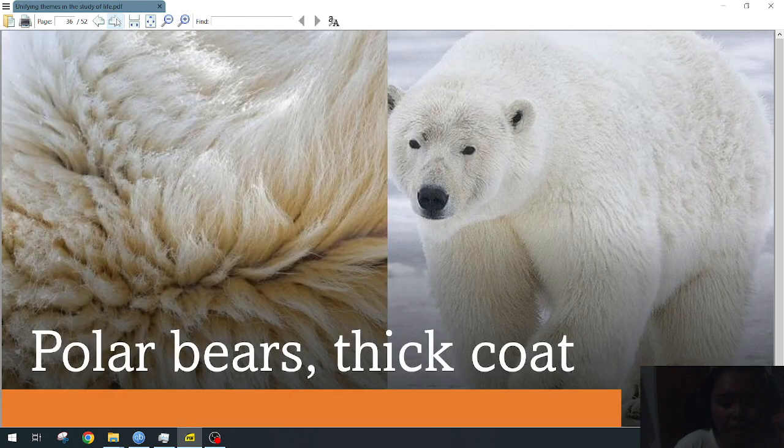Okay, another is the coat of polar bear. Kaya siya kumapal because of the weather of the environment. Kasi kung hindi, mamatay sila. Sobrang lamig.